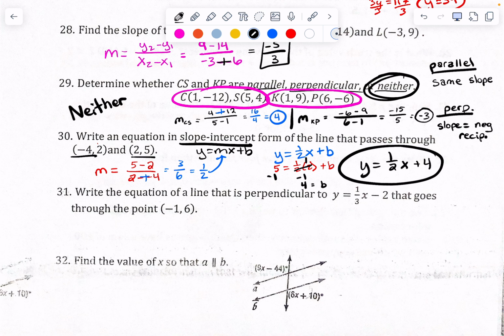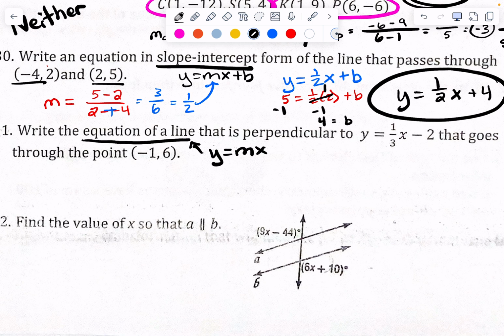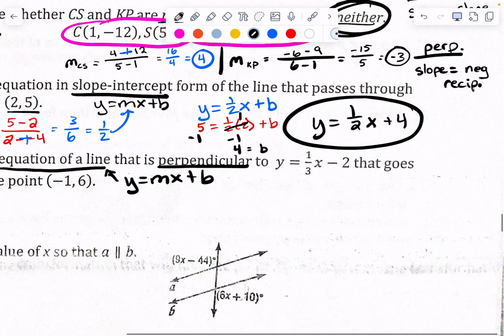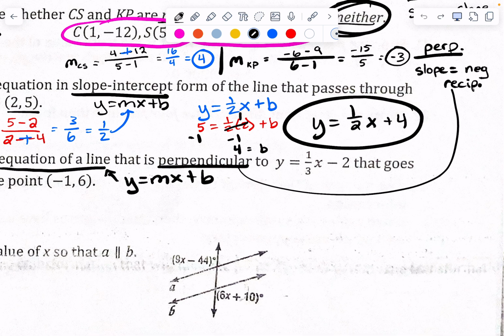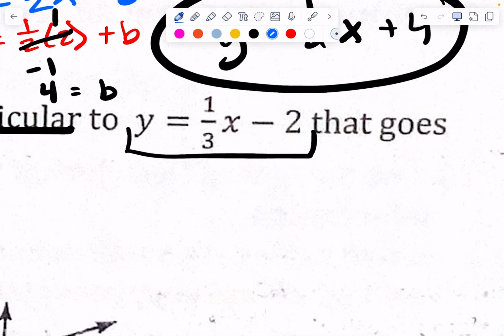Okay, 31. Write the equation of a line. What's the equation of a line, by the way? We're trying to write y equals mx plus b. And I want it to be perpendicular. See the note up here, right? Perpendicular to this guy. If it's perpendicular, that means we have to use the negative reciprocal slope.